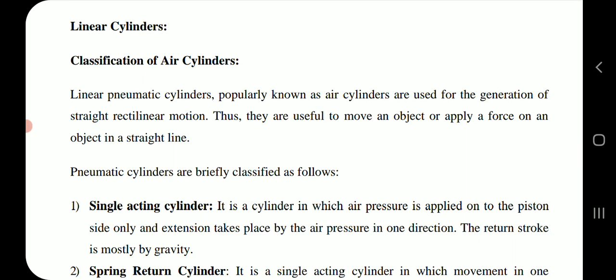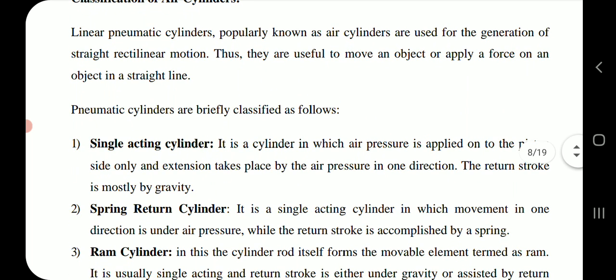Linear cylinders. Classification of air cylinders. Linear pneumatic cylinders, popularly known as air cylinders, are used for the generation of straight rectilinear motion. Thus, they are useful to move an object or apply a force on an object in a straight line. Pneumatic cylinders are briefly classified as follows.